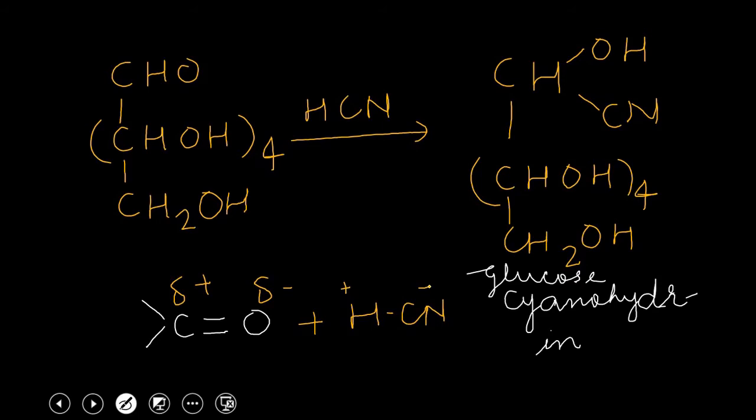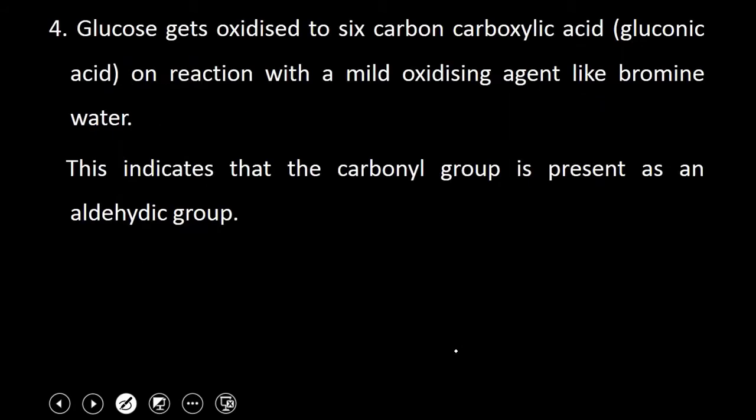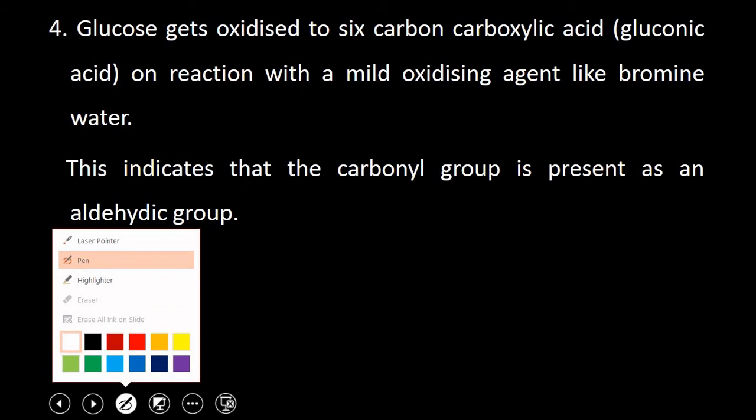So what will happen? This H will attach itself on the O, and this CN will attach itself on this C, which acquires the positive charge. So rest of the things will remain as it is. So by this technique or by this trick you can learn this reaction easily. So here I have shown you how to learn this reaction. I gave you a very simple and interesting trick. Then next reaction. Children, glucose gets oxidized to 6 carbon atoms.